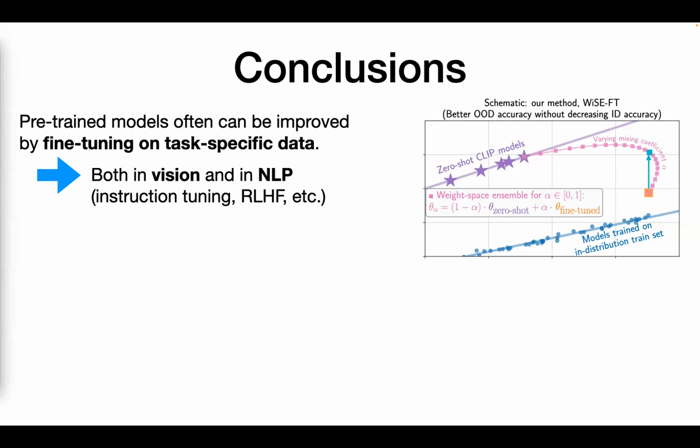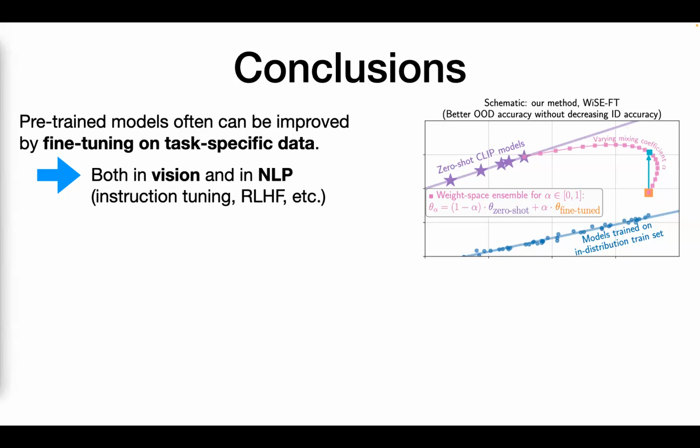State-of-the-art models, both in vision and in NLP, can still be improved via fine-tuning, right? The focus for this talk has been all on CLIP, but the same is obviously true for large language models also, right? One of the big advances there in the past 1.5 years has been instruction tuning, reinforcement learning from human feedback, and so on. And these techniques do make the models a lot more useful.